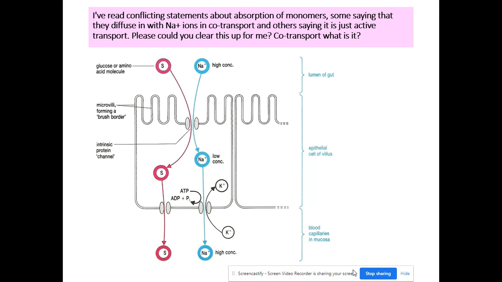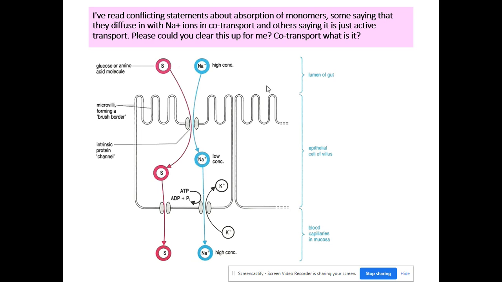Okay, so question 2. I've read conflicting statements about the absorption of monomers, saying that they diffuse in with sodium ions in the co-transport, or others saying that it's active transport. Please, can you clear this up for me? What is co-transport? So let's just have a look at the diagram first of all.